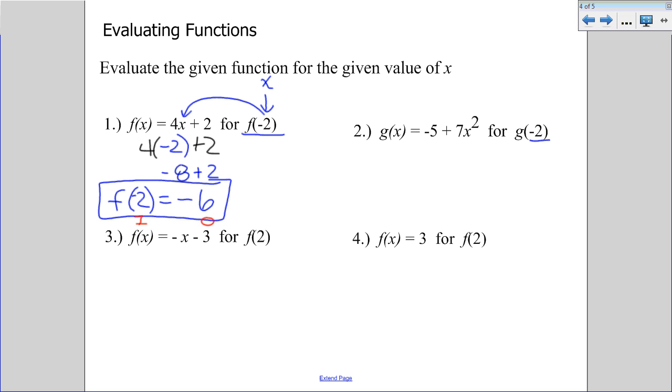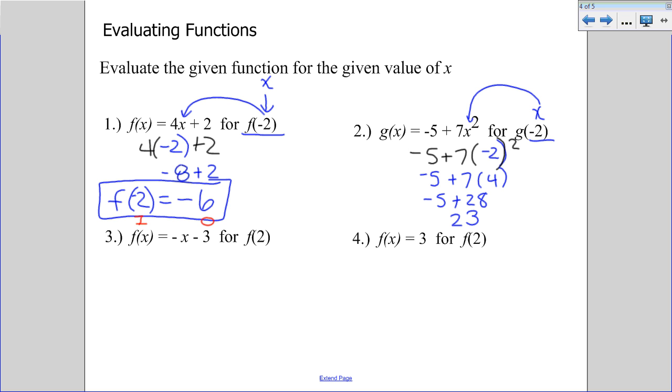So let's take a look at the next one. I need to take -2. This is my x. And so I'm plugging that in for x. So I have -5 plus 7 times -2, and then squared. Ladies and gentlemen, this is where some of you struggled quite a bit in chapter 1 with some of that order of operations. I have to square the -2 first. So this should be -5 plus 7 times 4, because -2 squared is 4. -5 plus 28 is 23.